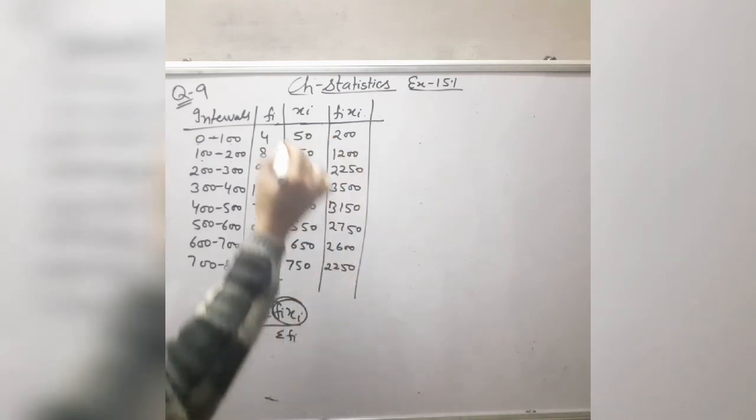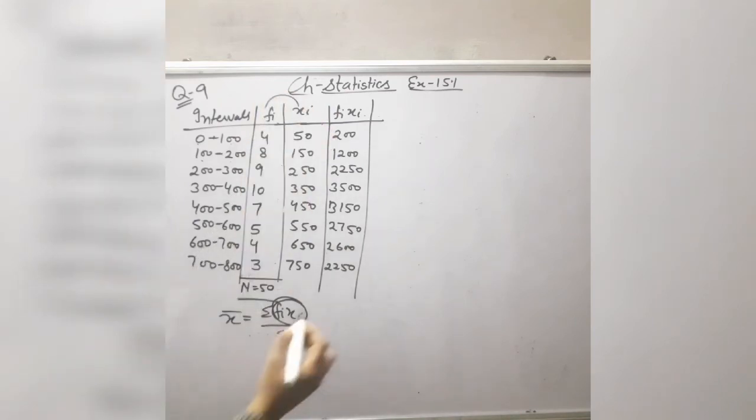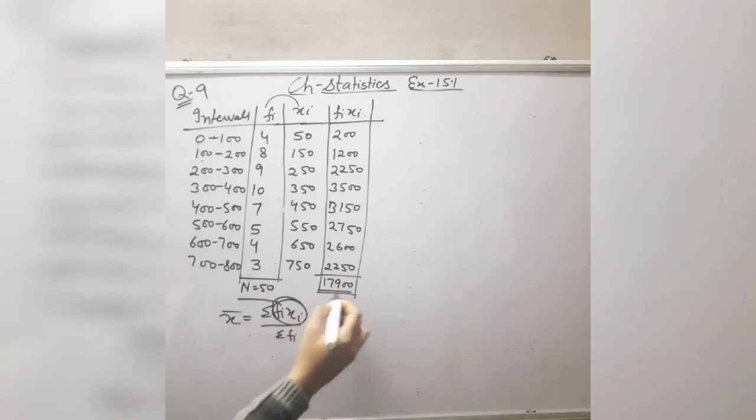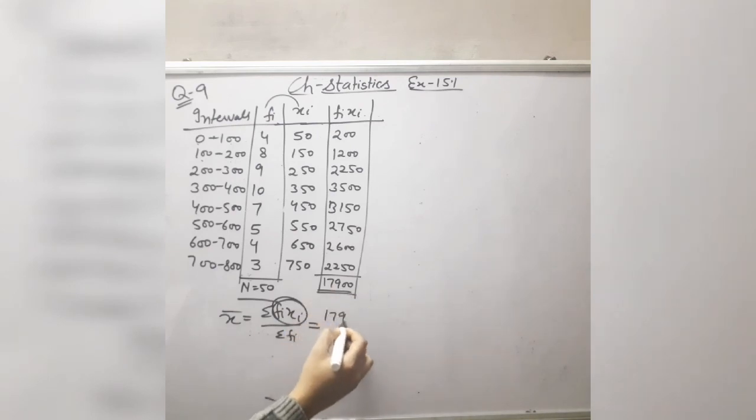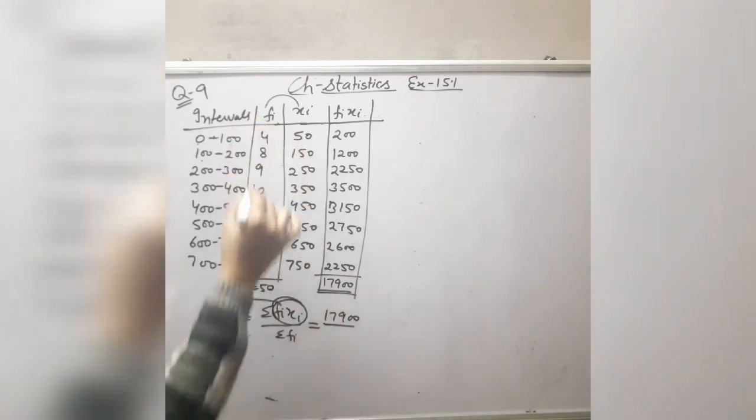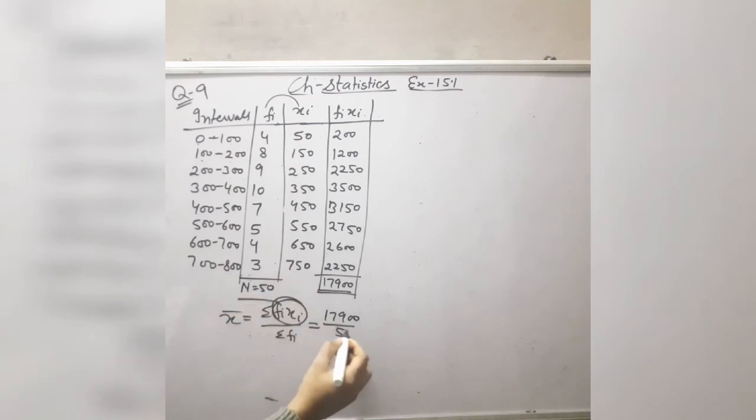Now this is the product of these two columns fi and xi, and the sum of all these values is 17900. So what will be the mean? 17900 divided by the sum of all observations, which is equal to 50, and when you divide it by 50, you will get 358. This is the value of the mean.